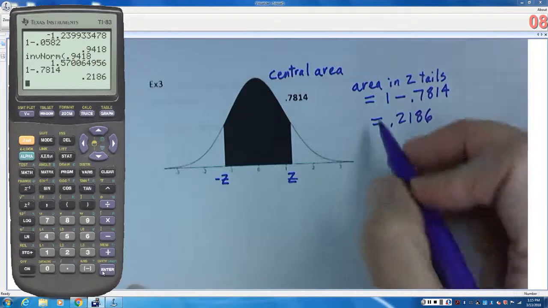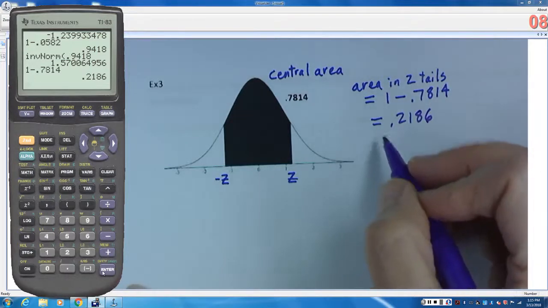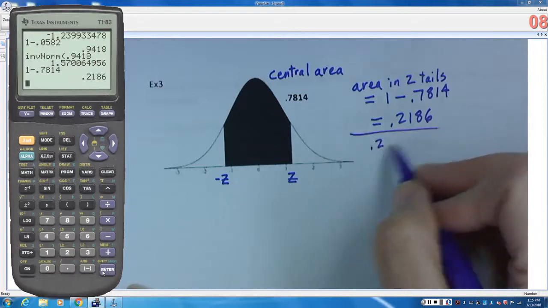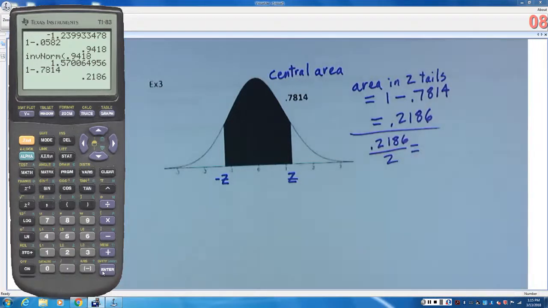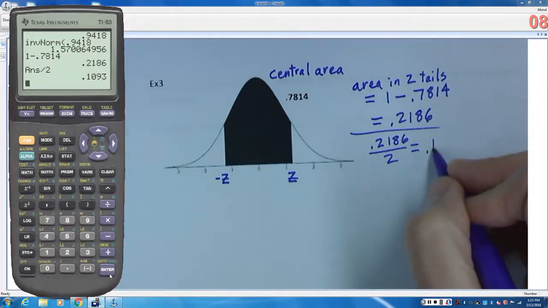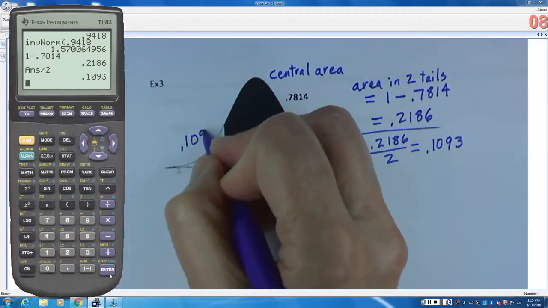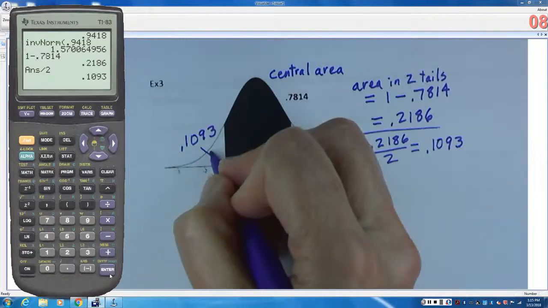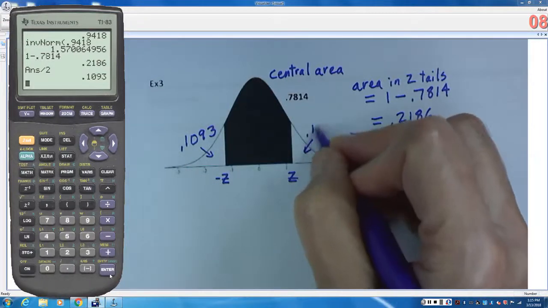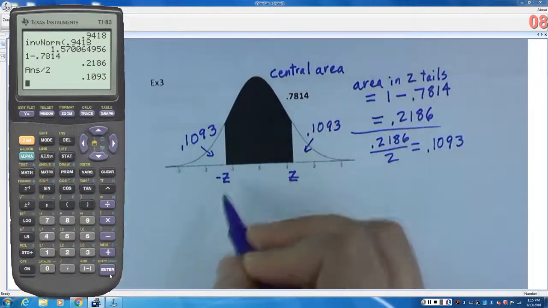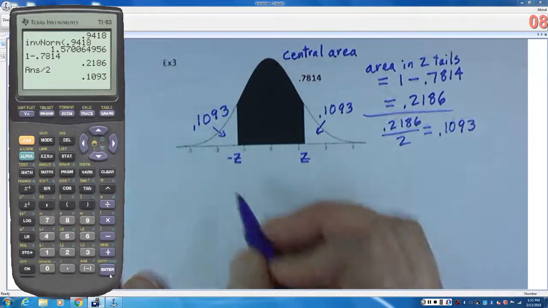And then to find the area in 1 tail, we're going to take that and divide it by 2, because it's symmetrical. And we get 0.1093. So we got 0.1093 here and 0.1093 here. Now we can find negative z.